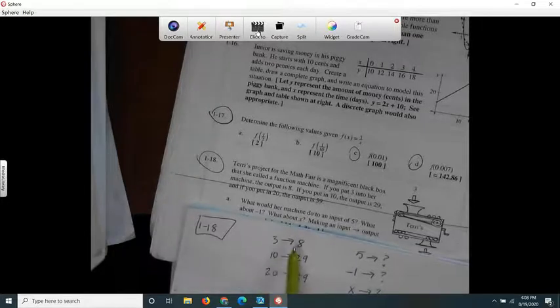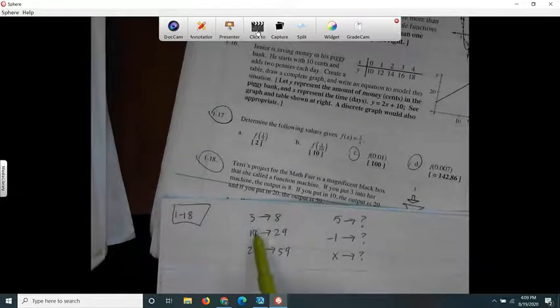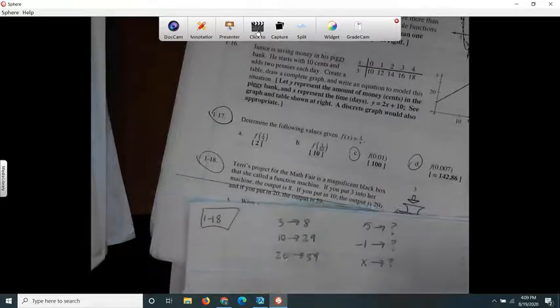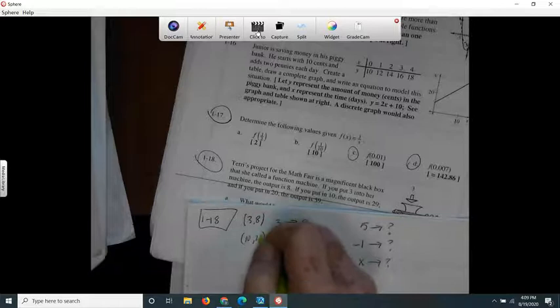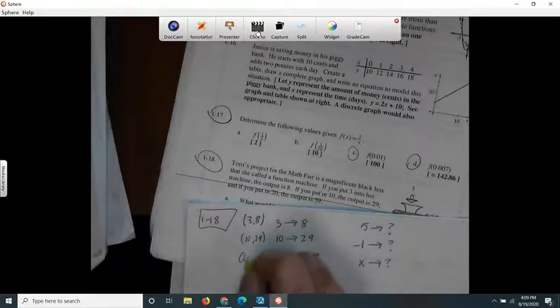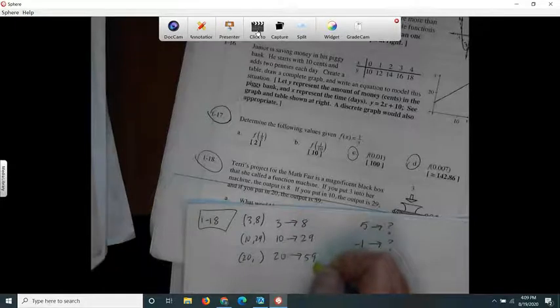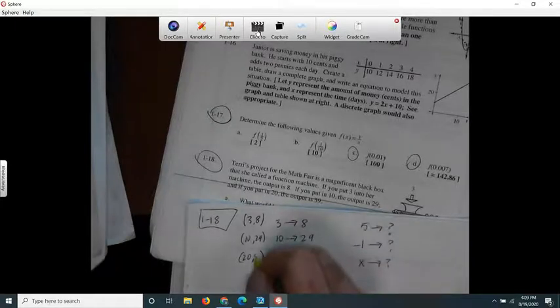Put in a 3, get out an 8. Put in a 10, get out a 29. Put in a 20, get out a 59. In other words, these are ordered pairs that, if you actually did want to graph this, you don't have to graph it, but the x's are always the inputs and the y's are the outputs. X is domain, y is range.